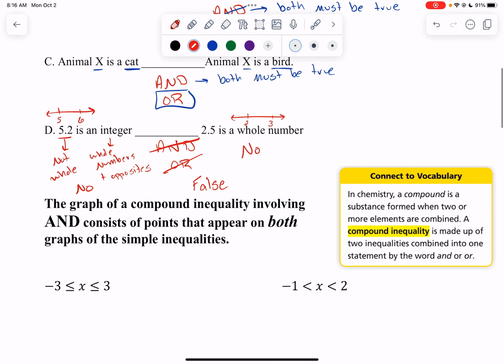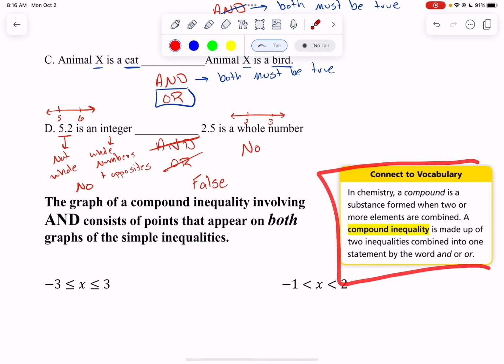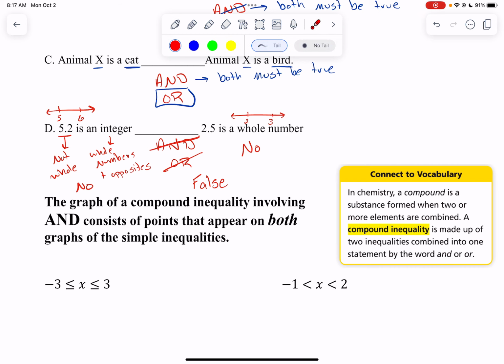Okay. So now we're going to look at the graph of some compound inequalities. Again, we're putting inequalities together using the word and the word or. Okay, so here we're connecting vocabulary a little bit. In chemistry, a compound is a substance formed when two or more elements are combined. A compound inequality is made up of two inequalities combined into one statement by the word and or.